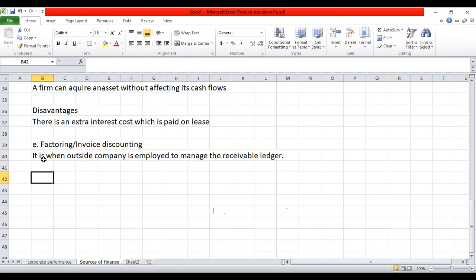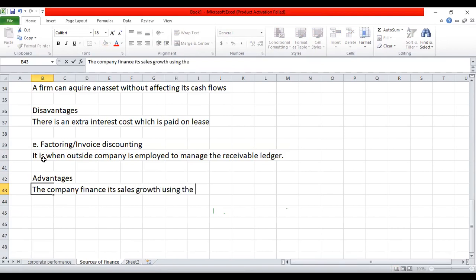So here, the advantages: the company can finance its sales growth using internal sources. You can finance the sales growth using internal sources. You are not going to borrow from others. But if you look at the disadvantage, there is a cost on the money given.